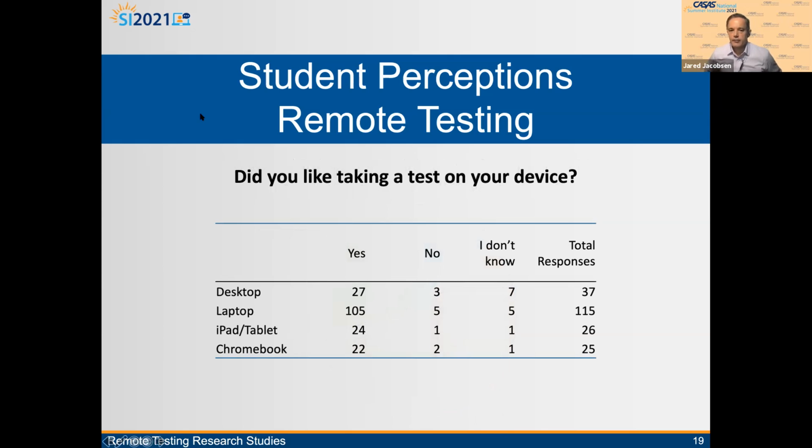Do you like taking a test on your device? We can see here that the students in the survey were very comfortable taking the test at home, and they appeared to be very comfortable taking the test on the device that they used for that remote test. For desktop, laptop, iPad, tablet, or Chromebook, very few students reported they did not like the device that they took the test on. So perhaps we can interpret this data as, the student is at their location, they're using their device that they're most comfortable with, that they use most of the time, and the results seem to indicate that they were quite comfortable using that device.